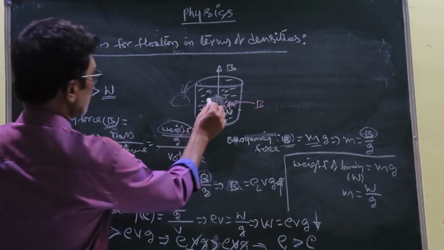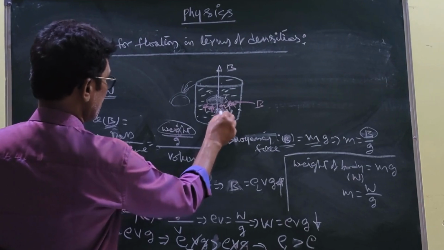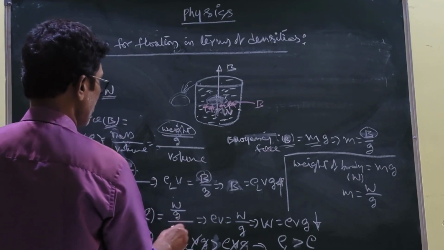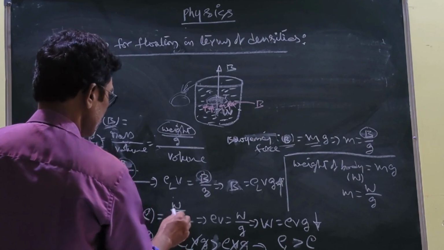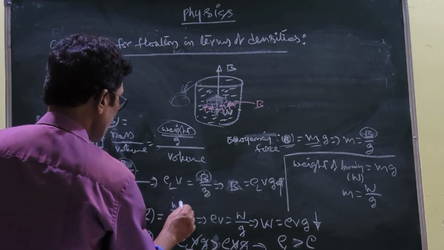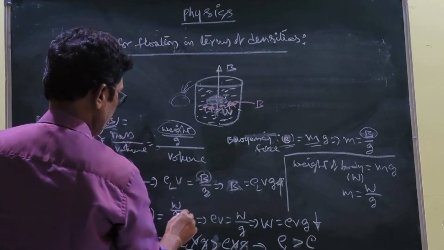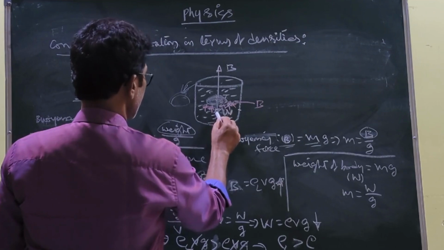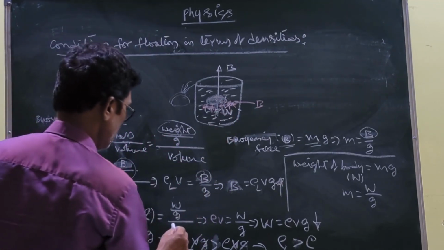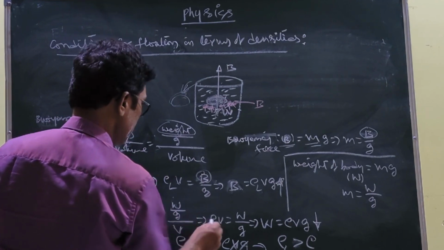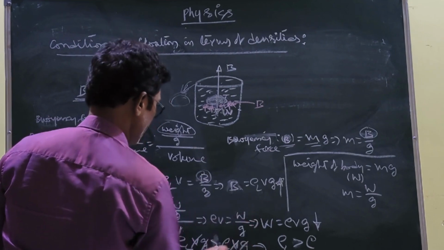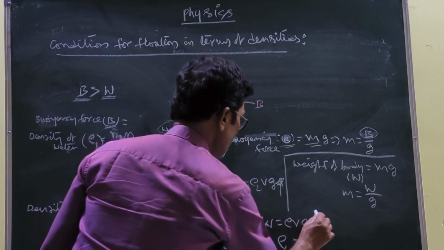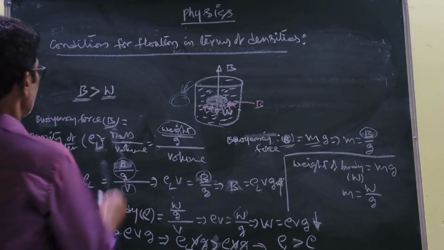Next, the density of the solid body. The body's weight acts in the downward direction. Let us say the density of the solid body is rho. Again rho equals mass by volume, and mass can be written as the weight of the body divided by g. V is the volume of that object. Rearranging, rho into V equals W by g, where W is the weight of this solid, so W equals rho Vg, acting in the downward direction.